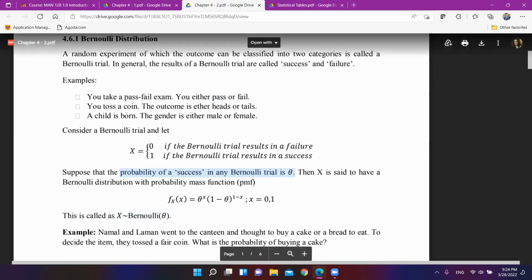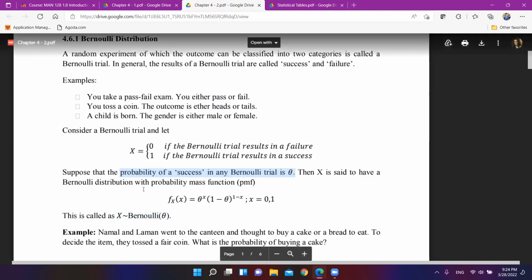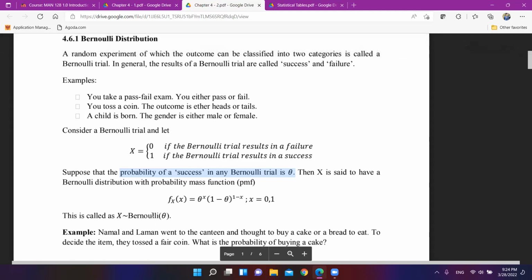So suppose that probability of a success in a Bernoulli trial is theta. එතකොට අපි exam එකක් කරනවා, එකට two outcomes තියෙනවා, either pass or fail. අපි දන්නවා probability of success එක දැනගෙන ඉන්නත් ඕනේ, නැත්නම් බෑ, right? Probability of success දන්නවා නම් අපි define කරන්න පුළුවන්, okay, the random variable is going to be distributed as Bernoulli 0.6 or whatever it is, right?